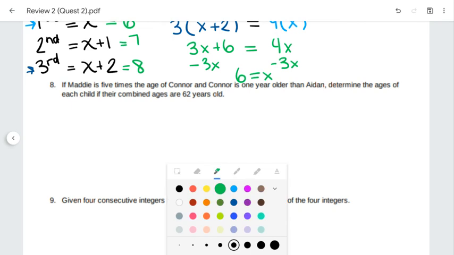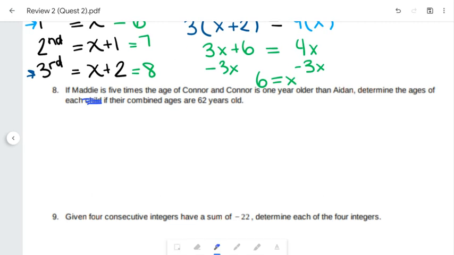Now in the next one we have Maddie is 5 times the age of Connor, and Connor is 1 year older than Aiden. Determine the ages of each child if their combined ages are 62. Now I'm just going to get rid of child because I believe that it's going to be like person. So if Maddie is 5 times the age of Connor and Connor is 1 year older than Aiden, determine the ages of each if their combined ages are 62.